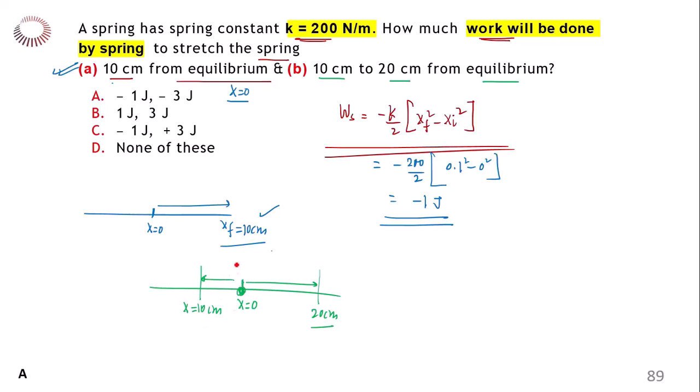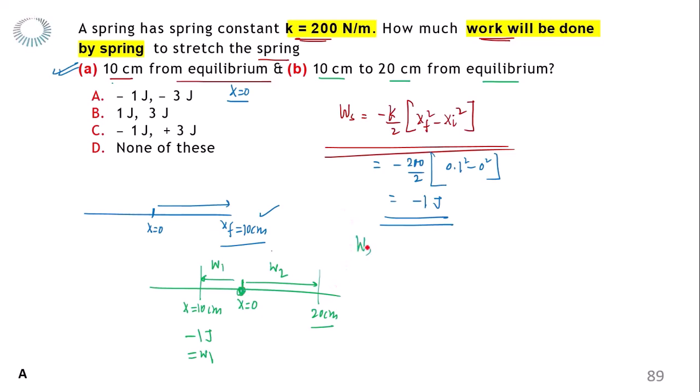Let us say this is the W1 part, this is the W2 part, from the equilibrium position. From the equilibrium position, x equals 0, I am moving towards the left. So that is the 10 centimeter towards the left from initial 0. That is the first part of the problem. For this situation, I am already getting minus 1 joule. This is the answer for W1. The only thing is I have to get the answer for the W2 part.